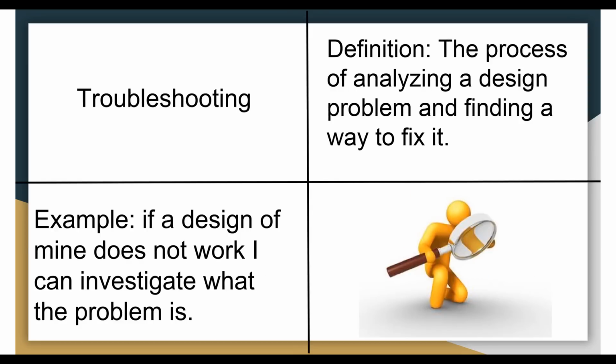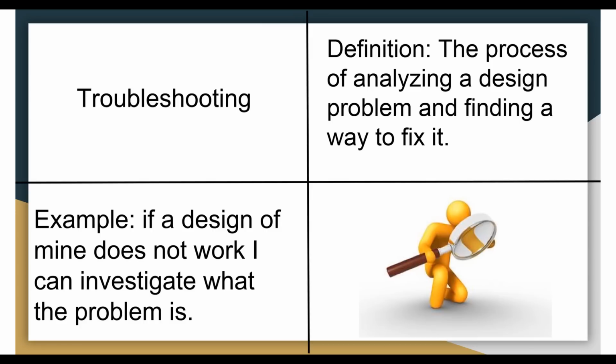So if you have that prototype and you realize it's not working, then you could get to our troubleshooting. That's our next word. So our definition of troubleshooting is going to be the process of analyzing a design problem and finding a way to fix it. So with this, we have a problem. Something happens in our design that's not functioning the way we want it to. We need to troubleshoot and try to find a way to fix it.